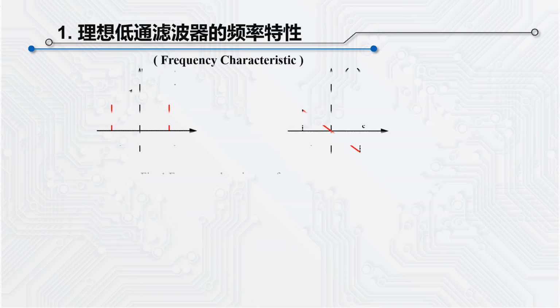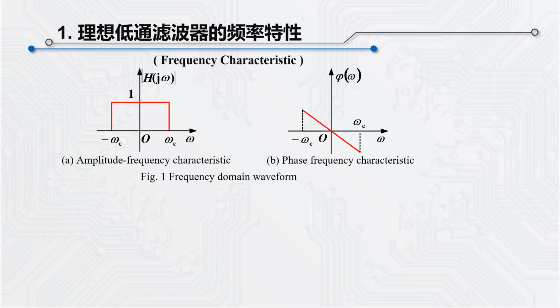First, let's take a look at the frequency characteristic of an ideal low-pass filter. This is its frequency domain waveform. Figure A shows the amplitude frequency characteristic. Figure B shows the phase frequency characteristic.